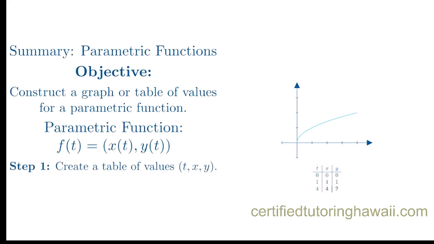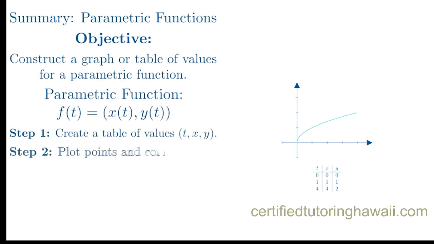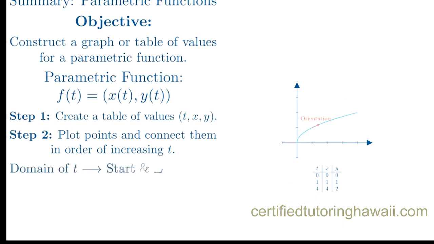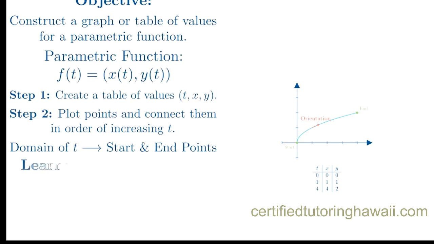First, create a table of t values and their corresponding xy points. Second, plot those points on a coordinate plane and connect them in order of increasing t, indicating the curve's orientation with arrows. We also noted that the domain of t defines the start and end points of our graph. You have now met the learning objective for today. You can now build tables and graphs for parametric functions.